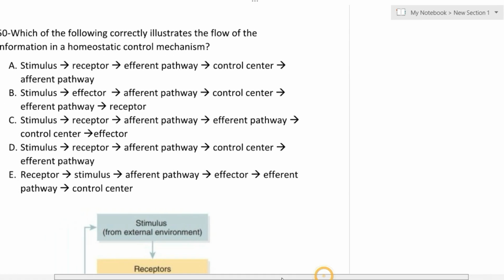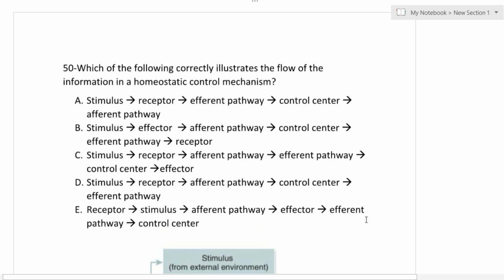Question number 50. Which of the following correctly illustrates the flow of information in a homeostatic control mechanism? You can select your answer. Hope you got the answer.